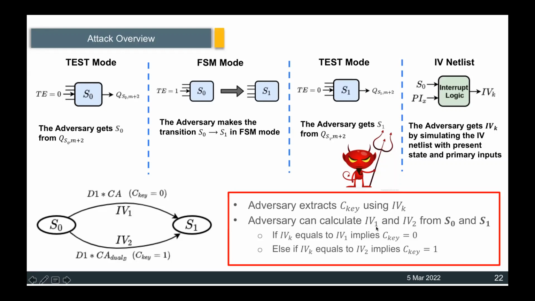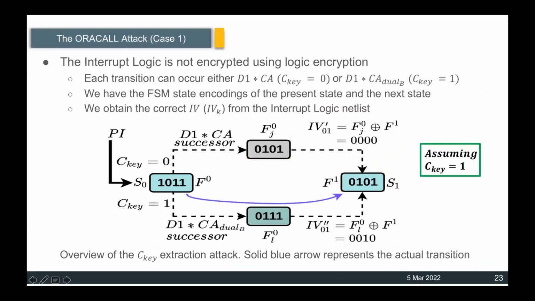If it equals IV1, then it implies that D1 star CA was applied and therefore CK was 0. And if it is not, then CK is equal to 1. So that trivially leaks the value of CK. So this is a more elaborate description of this attack.